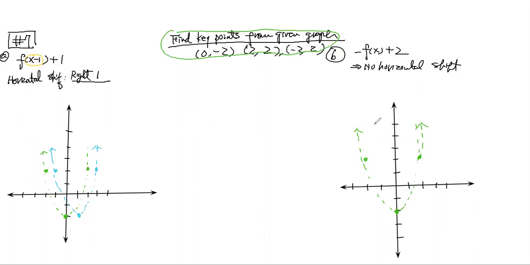Then the next thing we want to see is the vertical shift, right? The vertical shift is whatever the function you add, right? So here, the vertical shift is up 1, right? So shift up 1.